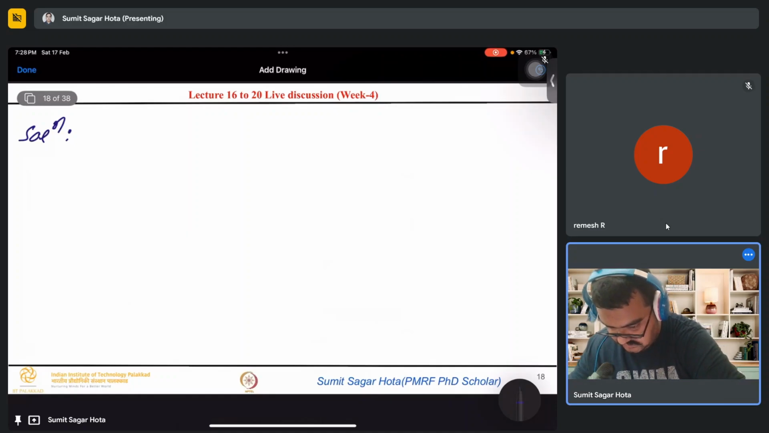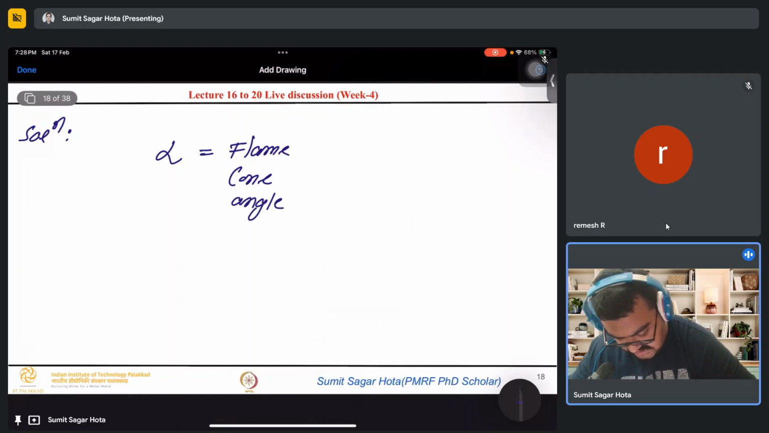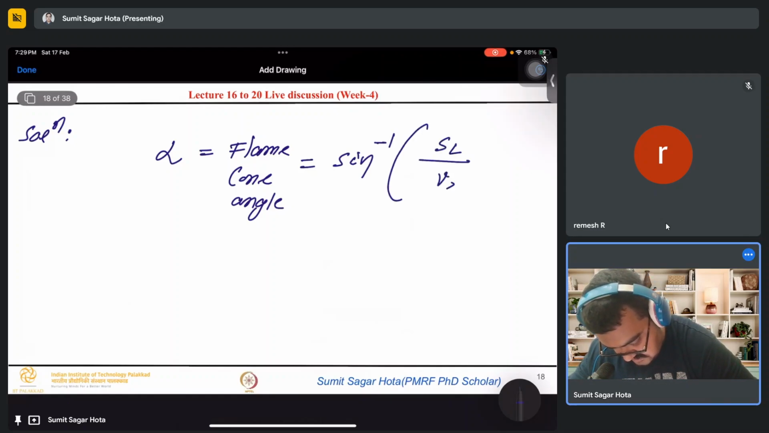So, a very simple formula. Just in one line we can write down: alpha is equal to the flame angle, sin alpha equals SL by V. This is a very important formula. I think in 99.5% of combustion exams, wherever you go, this question is very common. Everywhere this question can be asked.